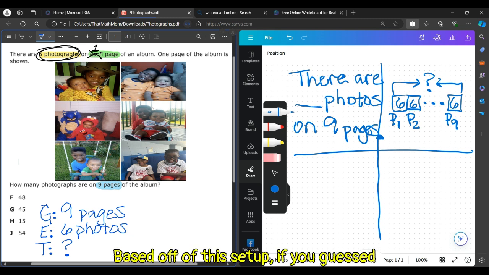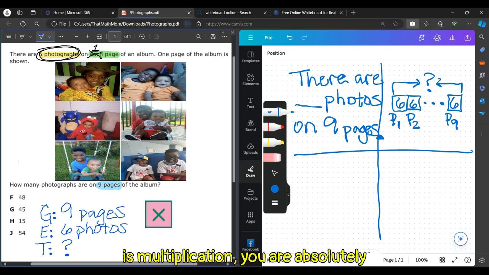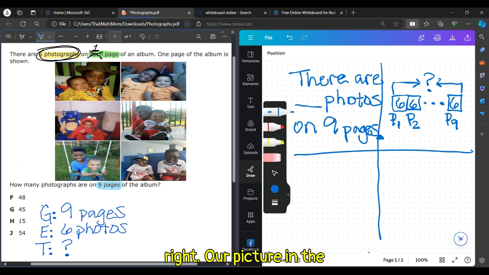Based off of this setup, if you guessed that the move for this particular problem is multiplication, you are absolutely right. Our picture in the GET setup is showing us that we are putting together equal groups. So we're putting these photos together in equal sets. Every page has 6, so there's 6 here and 6 here and 6 here and 6 here, and that continues until we have represented 9 pages.